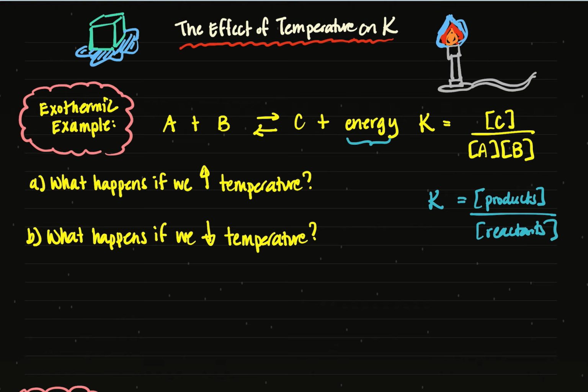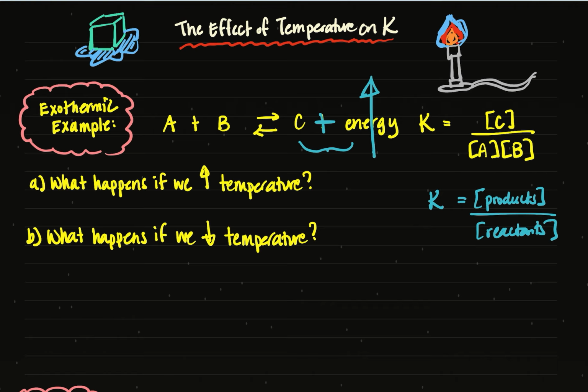Okay, so let's look at question A. What happens if we increase the temperature? When we increase temperature, it'll actually increase the entire reaction, but because energy is on the product side, my energy term will go up. So I'm going to mark it on my equation, energy will increase. Because energy increases and it's on the product side, it's going to absorb or combine with C. So if we look at the equation, C plus energy gives me reactants.